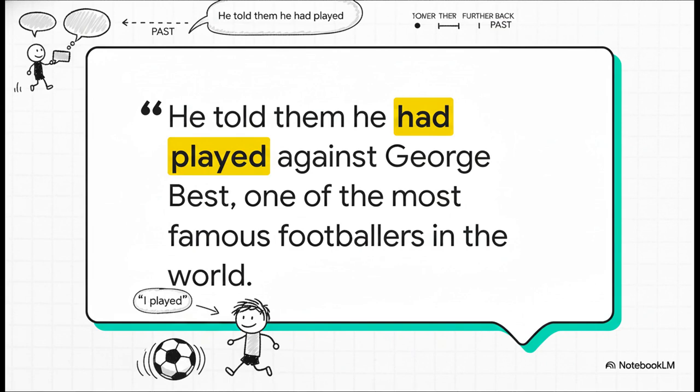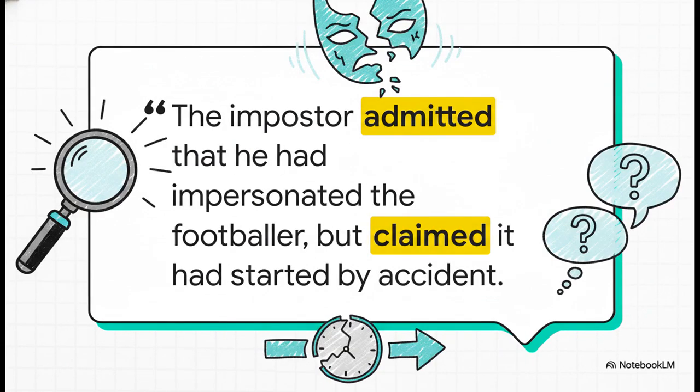And here we go, a perfect example of the tense backshift. His original words were probably in the simple past. "I played against George Best." But when we report that later, the verb takes that step back into the past perfect. He told them he had played. See how that works? So the story continues.